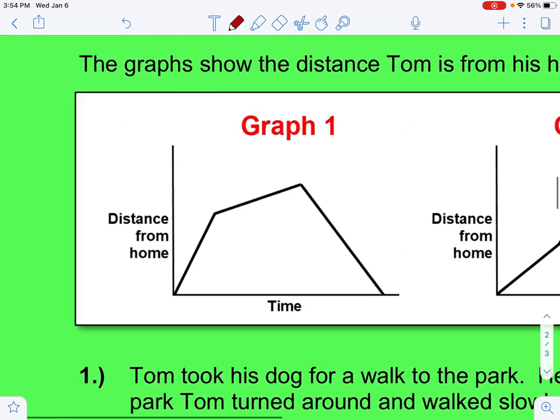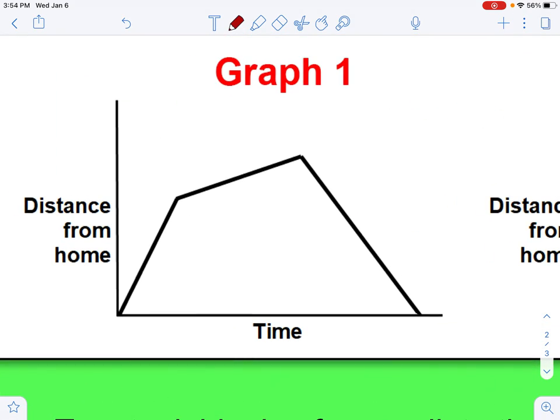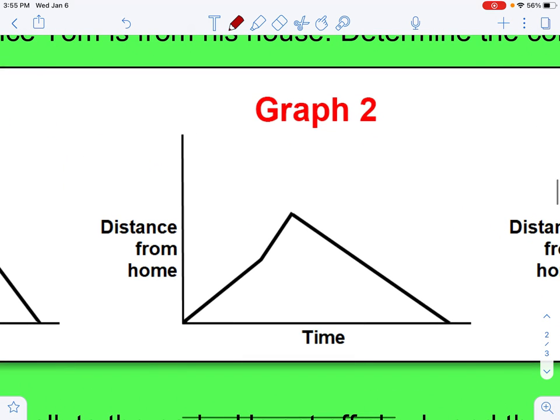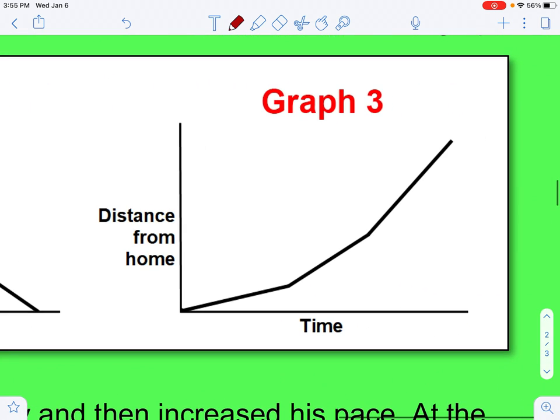Alright, so let's just take a look at these graphs. Our bottom is the time, and our y-axis is the distance from home. So again, right here at 0, 0, that's at home. So just keep that in mind. This graph is very similar to the one up above. Okay, this next one is exactly the same. Distance from home and time. This right here is home. Same with number 3. This right here is home, time, and distance.